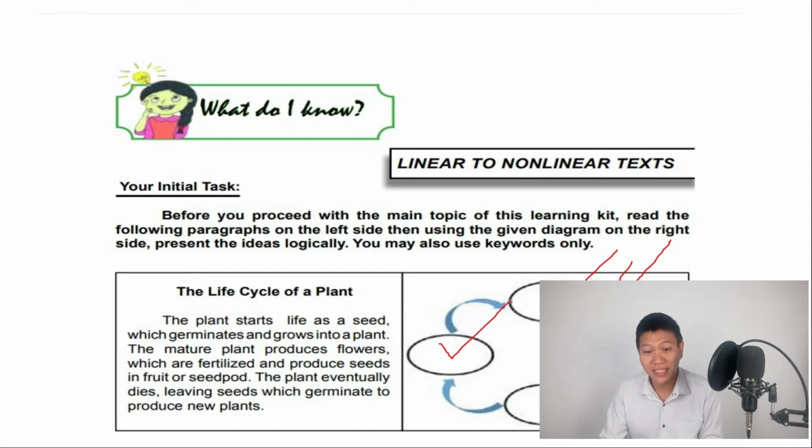So you can take 4 ideas from what you have read. You can say it starts life as a seed. So you can write it here. Starts life as like a seed. Germinates and grows into a plant. Okay, fertilize and produce seeds and fruits or seed pod. Here, 1, 2, 3, and then the last one eventually dies, leaving seeds which germinate new plants. So simply eventually dies and germinate new plants.